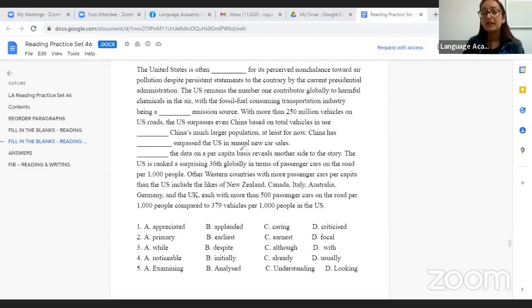So they have said in annual new car sales, means this year's. They're talking about this particular year's new car sales that they do annually. But this year's, we are not talking about what happens every time. We are talking about what has happened this year.